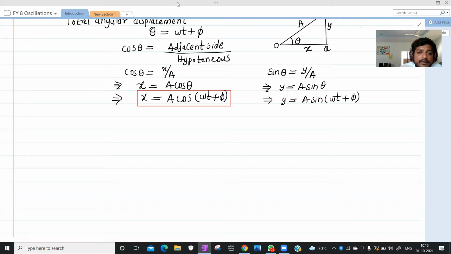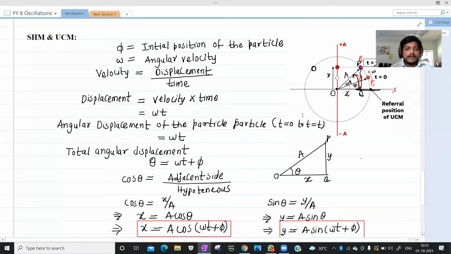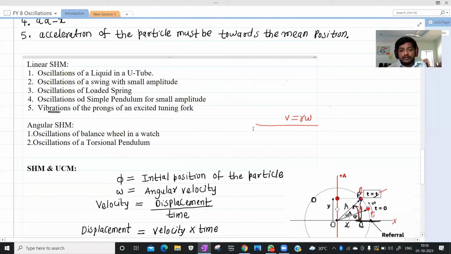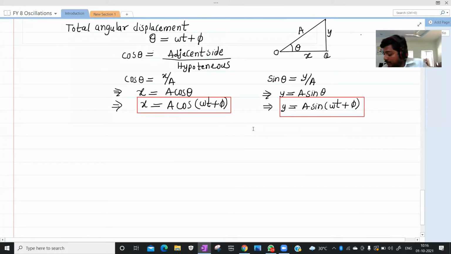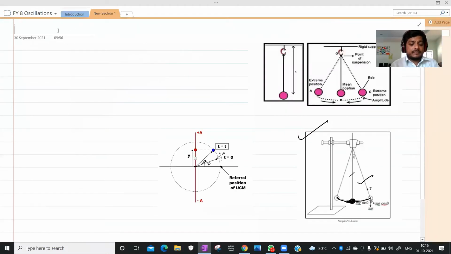This is very important. These are very important equations. These two equations describe simple harmonic motion. Is it fine? This is the simple harmonic equation. Now I will discuss a few characteristics of simple harmonic motion, the characteristics of SHM.